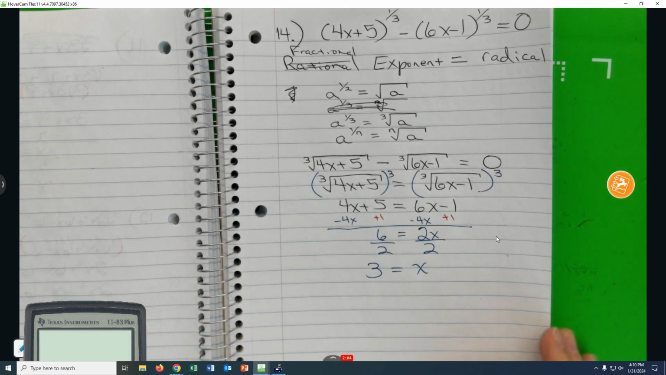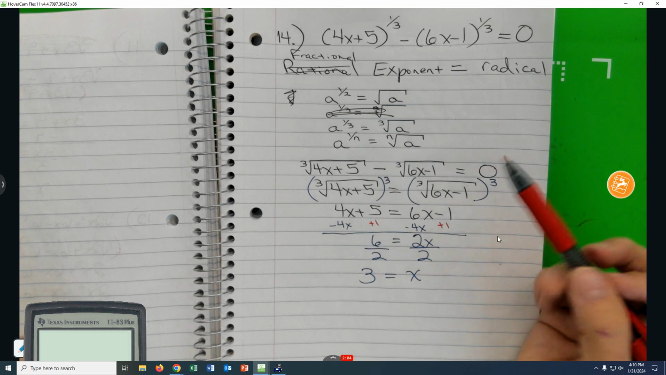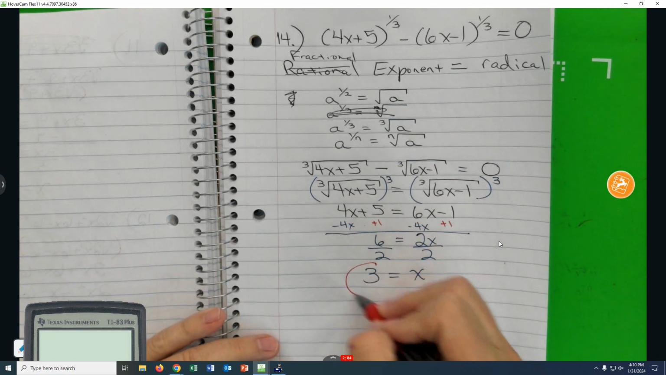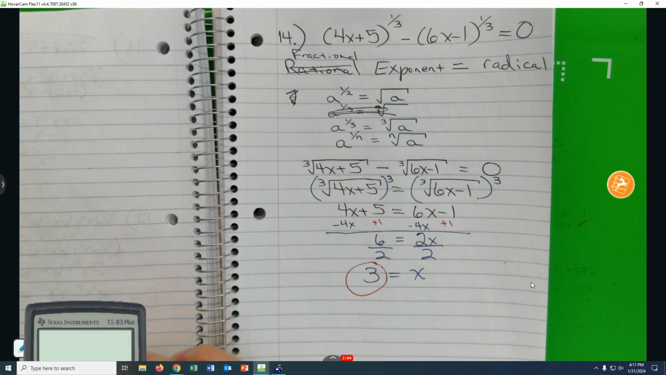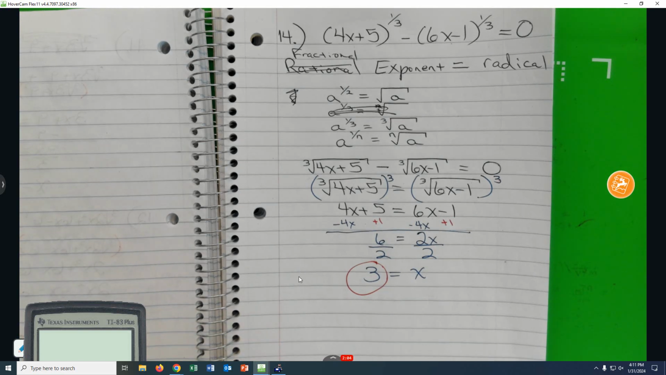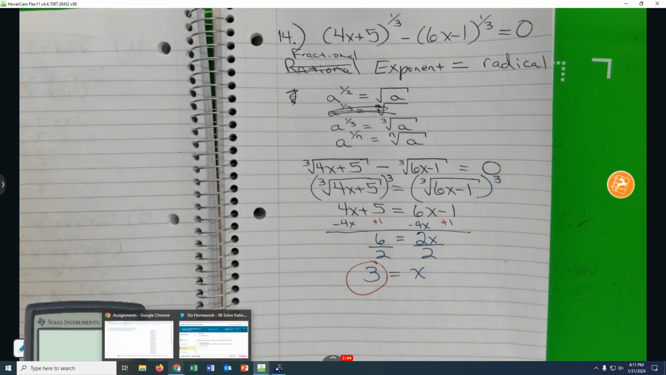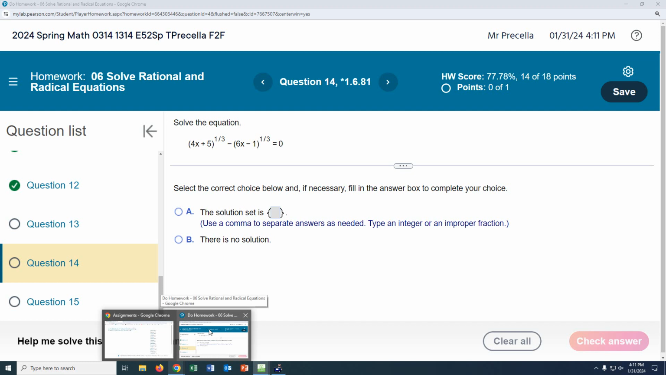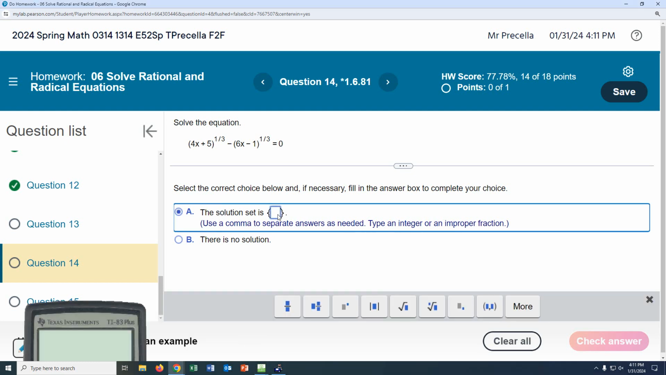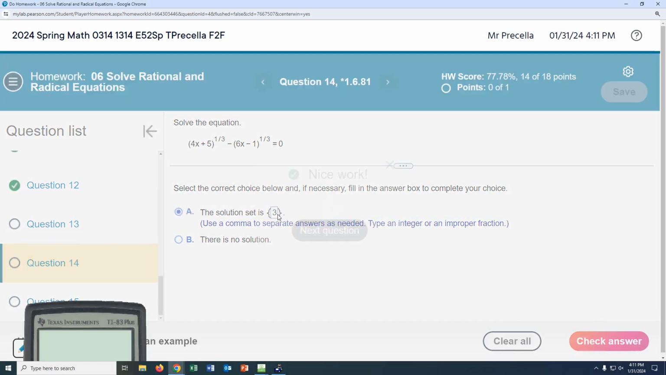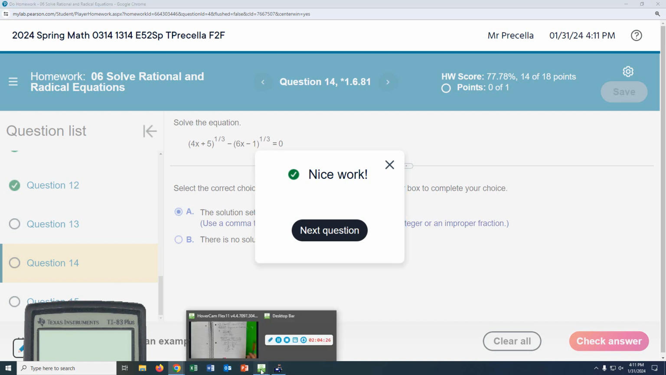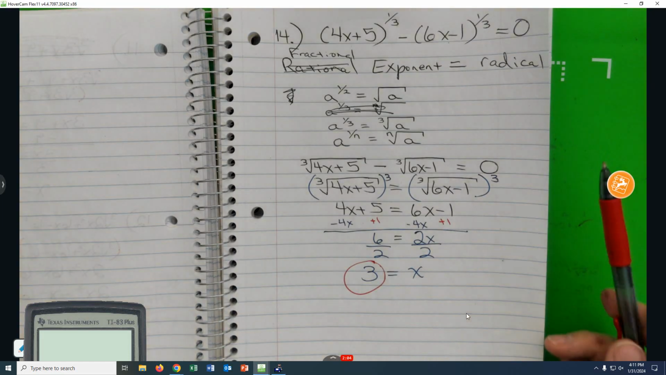Do we need to check our work? No, it's an odd index. Remember, the reason you get those solutions that have to be marked out is because when you're changing signs, you're taking a negative quantity, raising it to an even power, and it gives you a positive quantity. Here, you're not raising it to an even power, it's an odd power, so you can check your solution if you want to here, but it has to work. Any questions there?